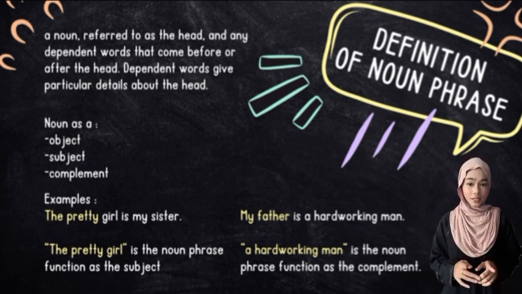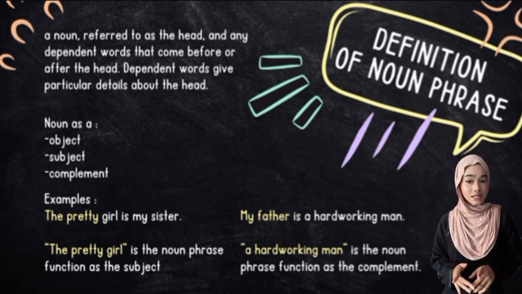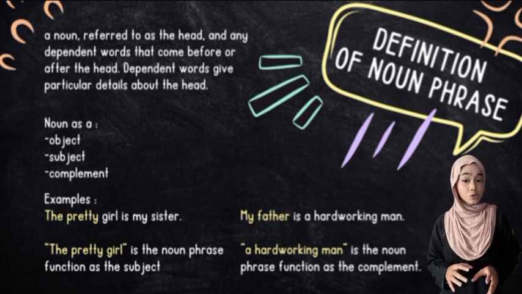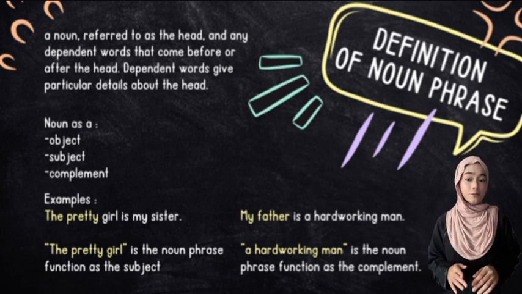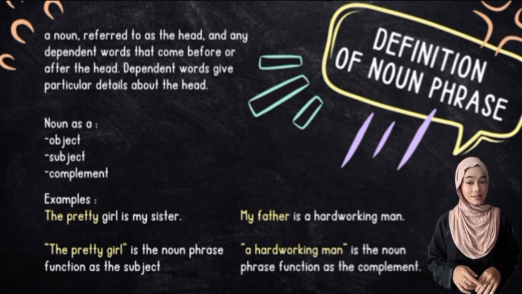For example, in the sentence, "The pretty girl is my sister," the phrase "the pretty girl" is a noun phrase and it functions as the subject. In the sentence, "My father is a hardworking man," the phrase "a hardworking man" is also a noun phrase, but this time it functions as the complement of the sentence.